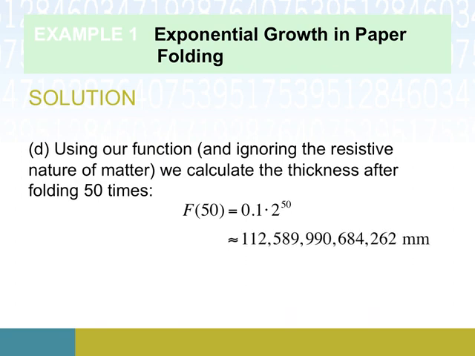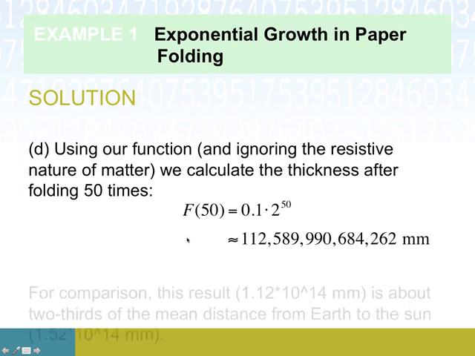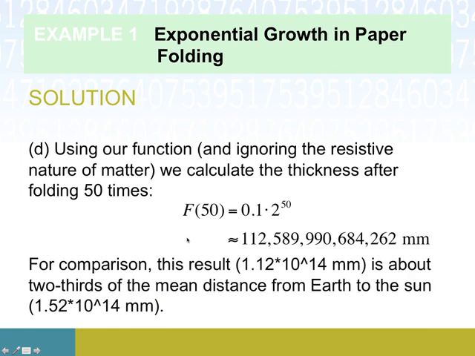That's how many millimeters. Now look at this. So here's thousands, millions, billions, trillions, quadrillions. 112.5 quadrillion millimeters. That's kind of a ridiculously large number. And for comparison, let's note that the mean distance from the Earth to the Sun is 1.52 times 10 to the 14th millimeters, and we came up with 1.12 times 10 to the 14. So about 2/3 of the way to the sun is how tall this stack of paper would be.